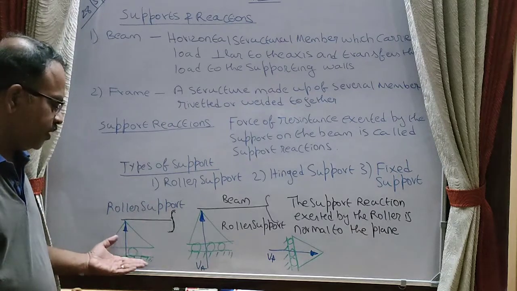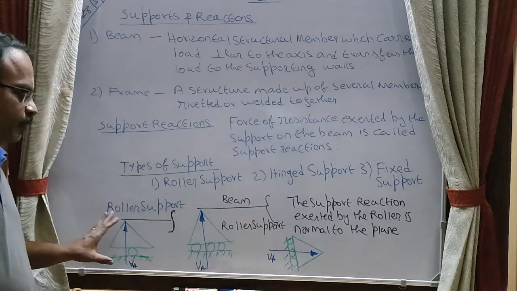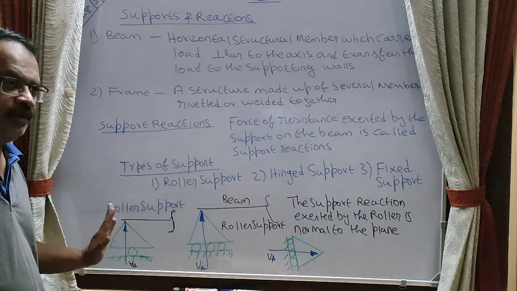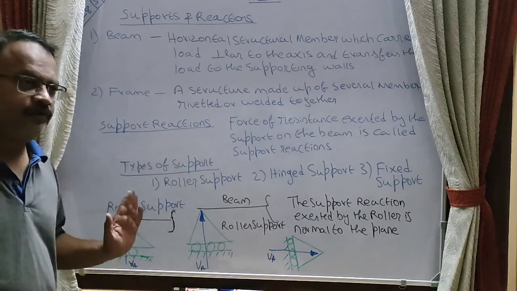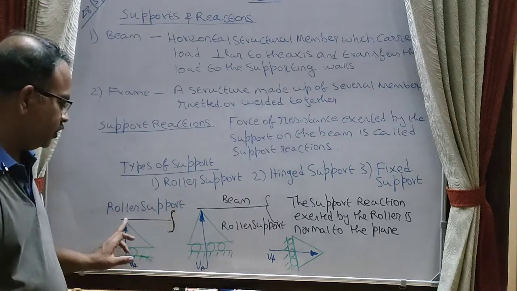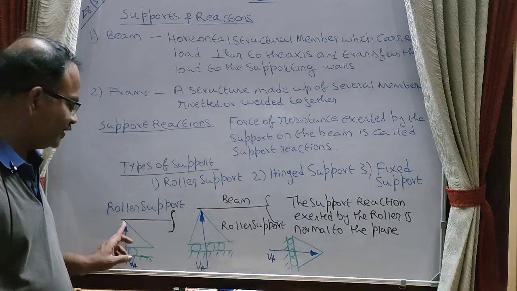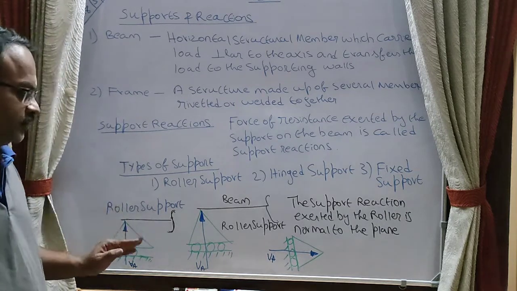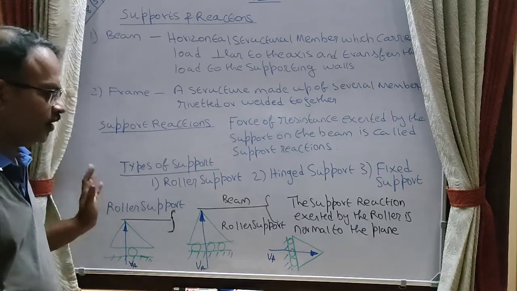The roller support may have a single roller or a group of rollers. This support can prevent the displacement of the beam only in the vertical direction, or only in the direction in which it is placed. Here a single roller and a group of rollers are supporting the beam in the vertical direction. It offers resistance to the displacement of the beam in the vertical direction, but it cannot offer resistance to the beam when a force is applied in the horizontal direction.